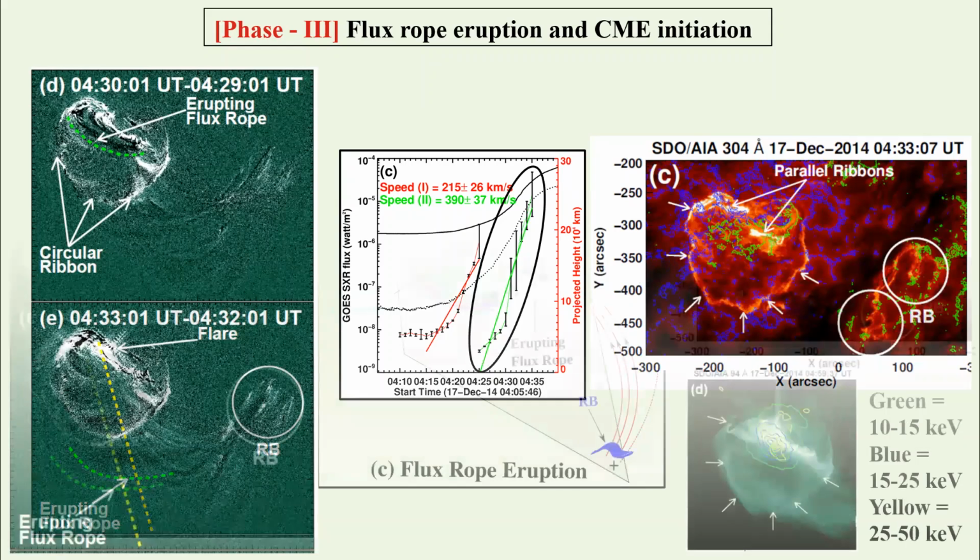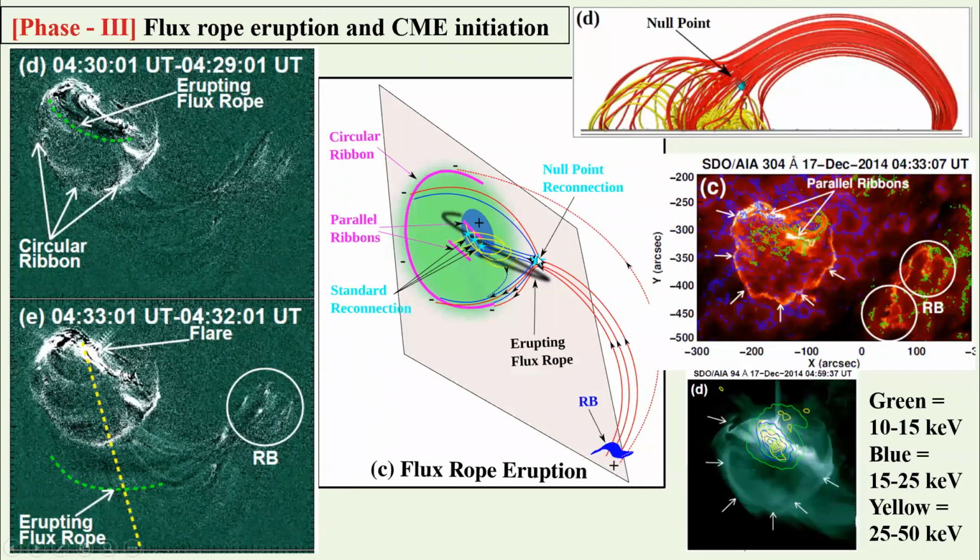In this way, if you compare our flux rope eruption with the CME schematic, it will be somewhere like this. The flux rope is going to expand and interacts with the null point, and the parallel ribbon now develops along with the circular ribbon, which gets intensified. And in this region where we have a flare, we also have some X-ray contours, in the energy range starting from 10 and going up to 50 keV. This is the indication that flare reconnection is happening in this region where we have a parallel flare ribbon.